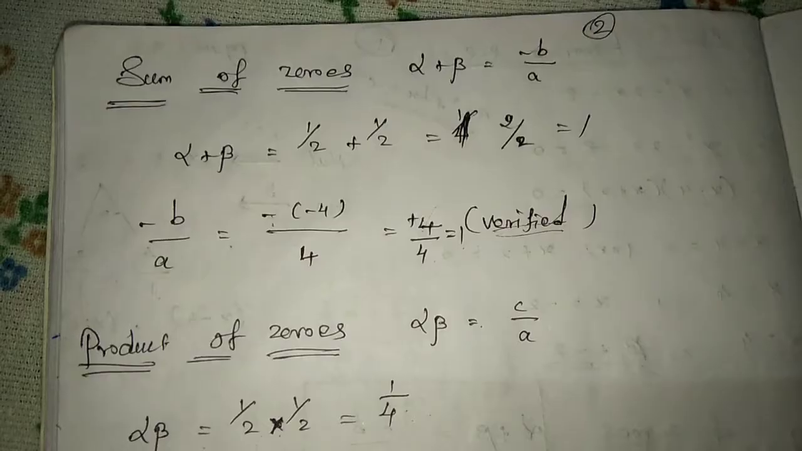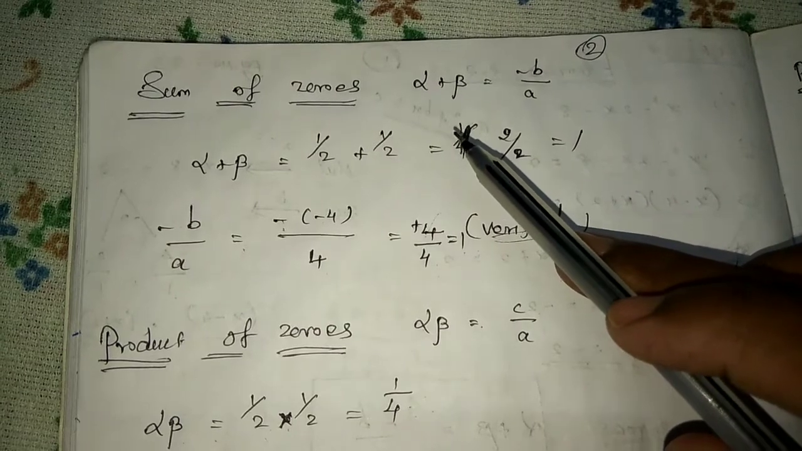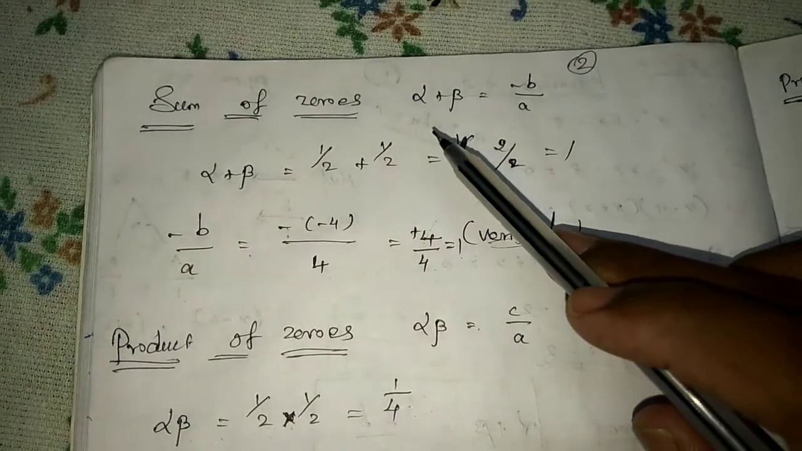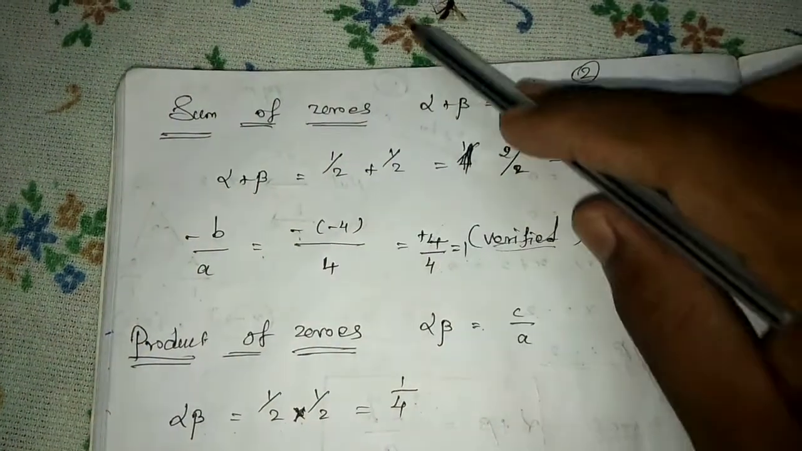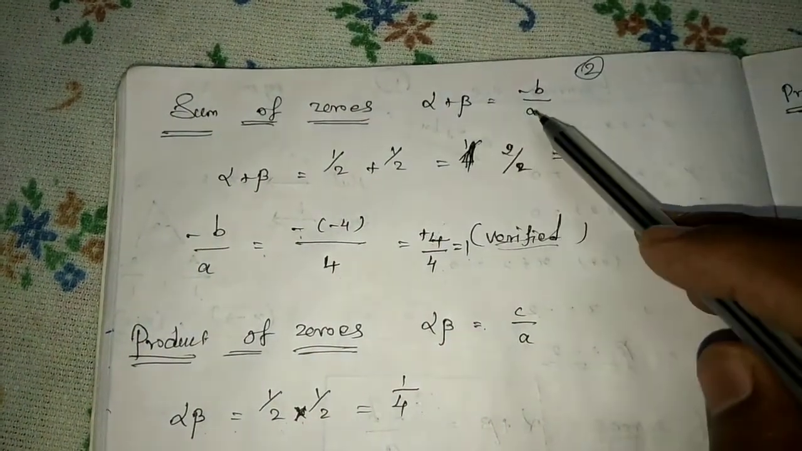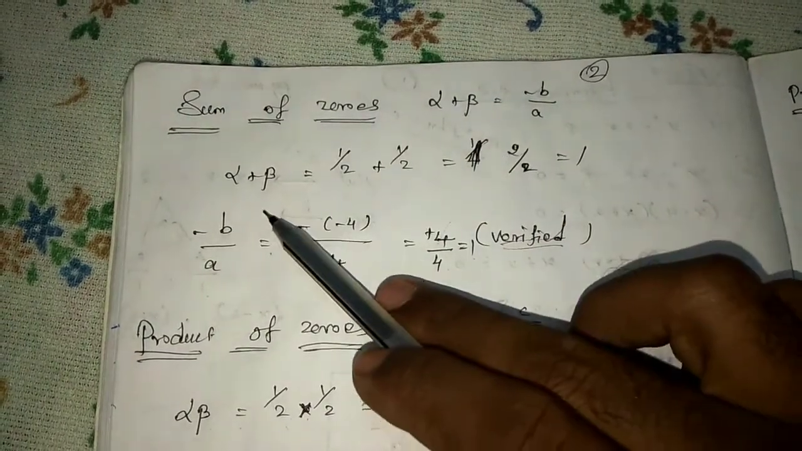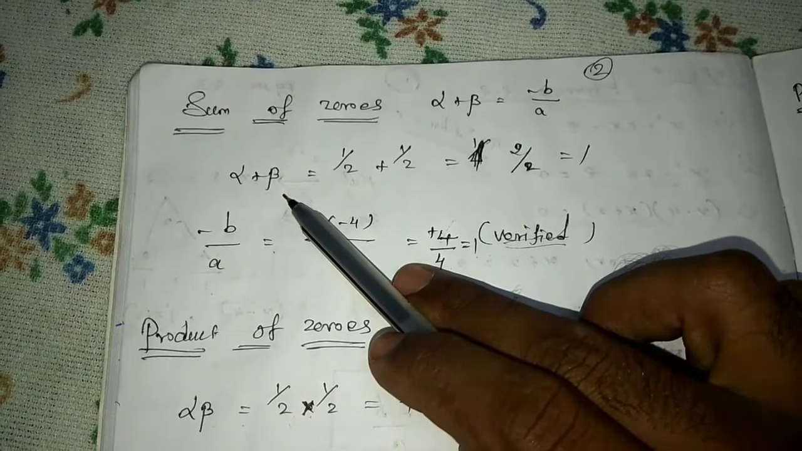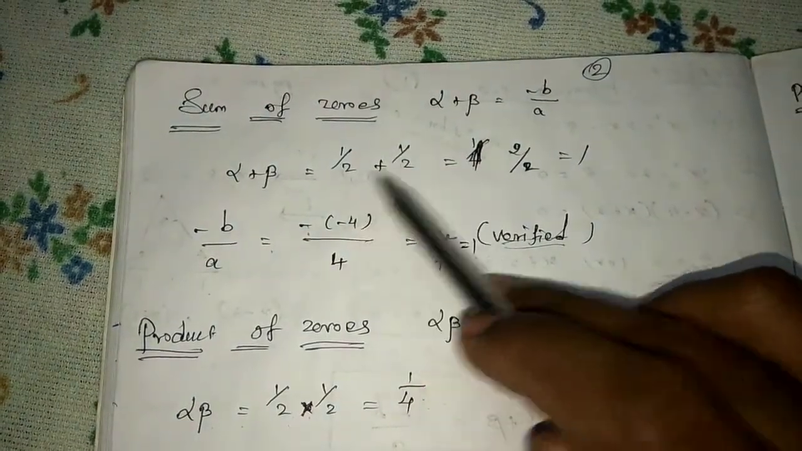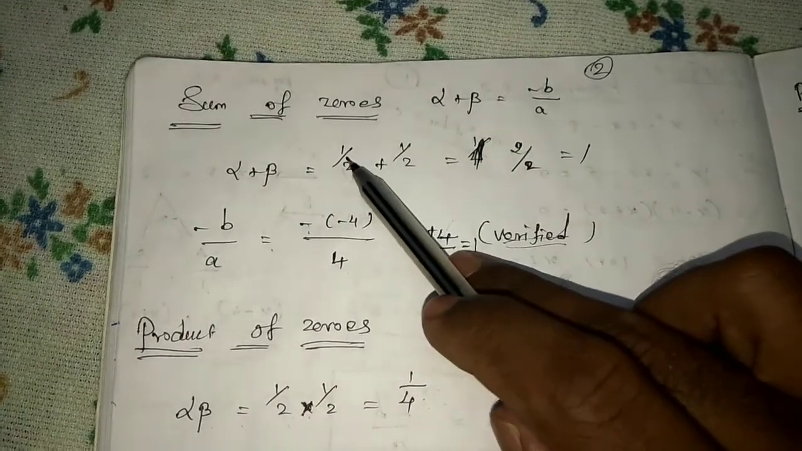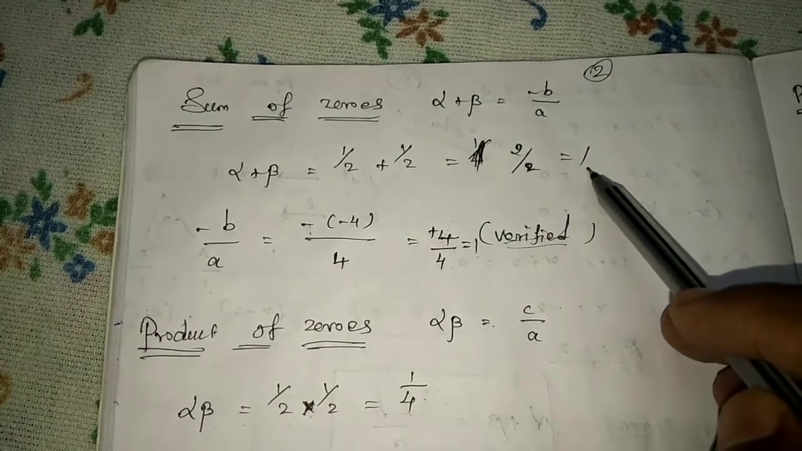So next we can check the relationship between zeros and coefficients. First relationship, that is the sum of the zeros. The sum of the zeros, alpha plus beta, is equal to minus b by a. So first you can take alpha plus beta. Alpha value is 1 by 2, beta value also 1 by 2. So 1 by 2 plus 1 by 2. Now you should take the LCM, 2 and the same number. So LCM 2, 1 plus 1, 2. So 2 by 2 which is equal to 1.